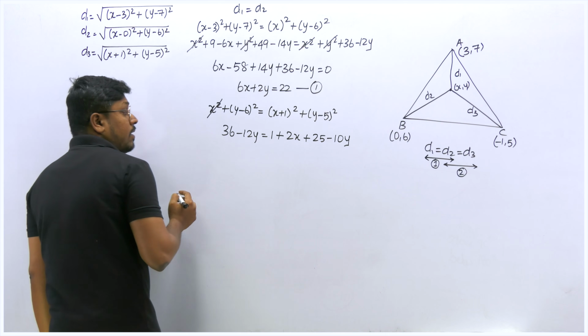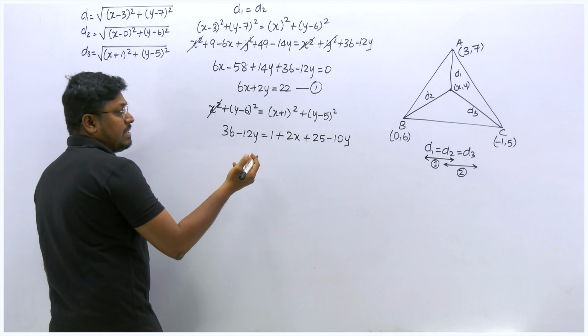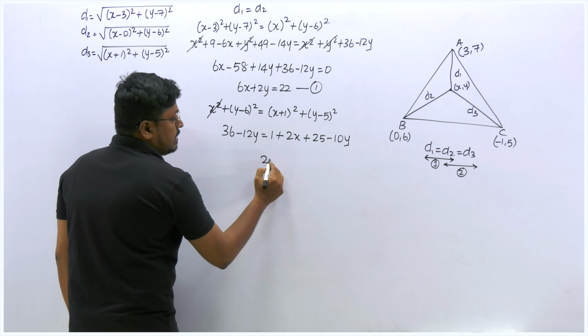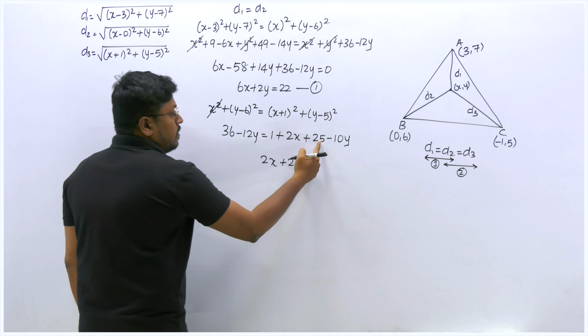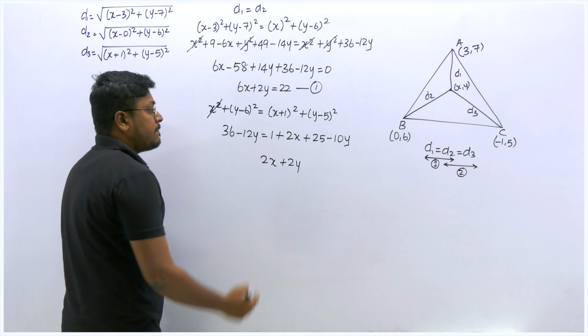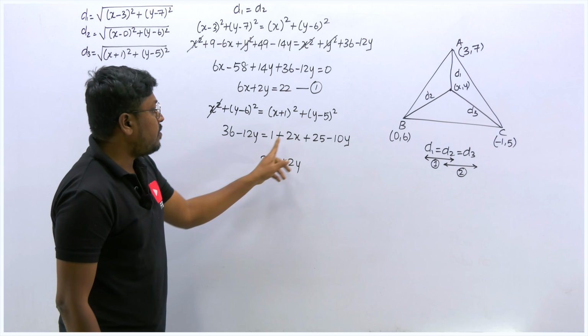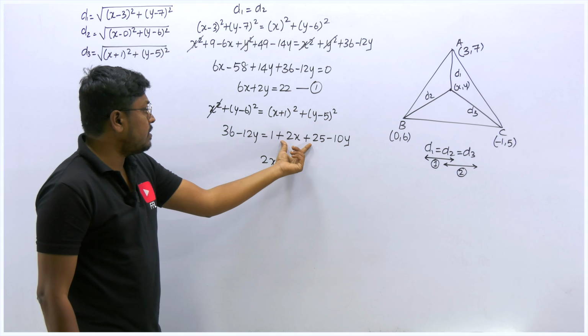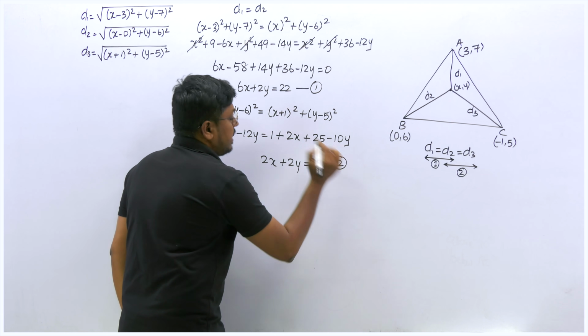So friends, understood or not? We can reduce some steps in order to save time in the exams. Now we have 2x here. 12y, 10y will be 2y. 25 plus 1 will be 26. Here we have 36, right? So yes, 36 and 26 will be 10. So this can be written as is equal to 10. This will be the second equation.